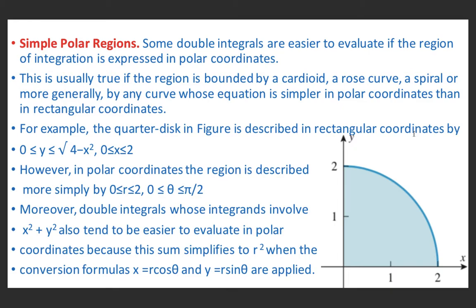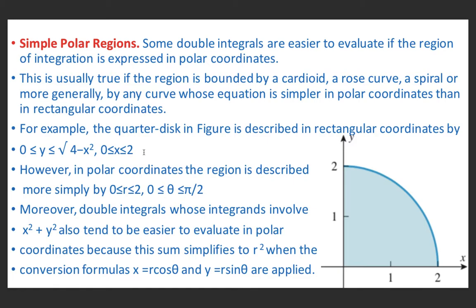For example, if we consider a quarter disk as shown in this figure, this is the shape of the quarter disk. Here the point is 0, this is x equal to 2, and this is 0 and this is 2, and this boundary is square root of 4 minus x squared. So this is the quarter disk which lies between 0 less than or equal to y less than or equal to square root of 4 minus x squared, and for this x lies between 0 and 2.